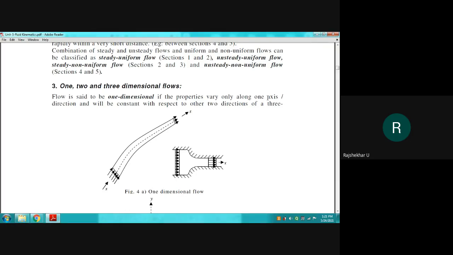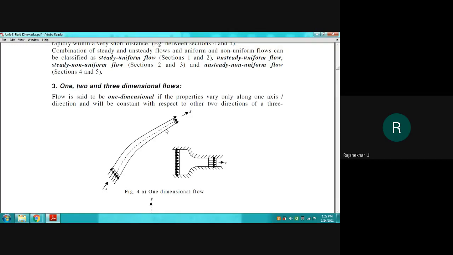What is two-dimensional flow? Two-dimensional flow means the properties will vary in x and y direction, but they will remain the same in z direction. That is two-dimensional flow. Then what is three-dimensional flow? Three-dimensional flow means the properties will change in x direction, y direction, and z direction. The properties are changing in all the directions.